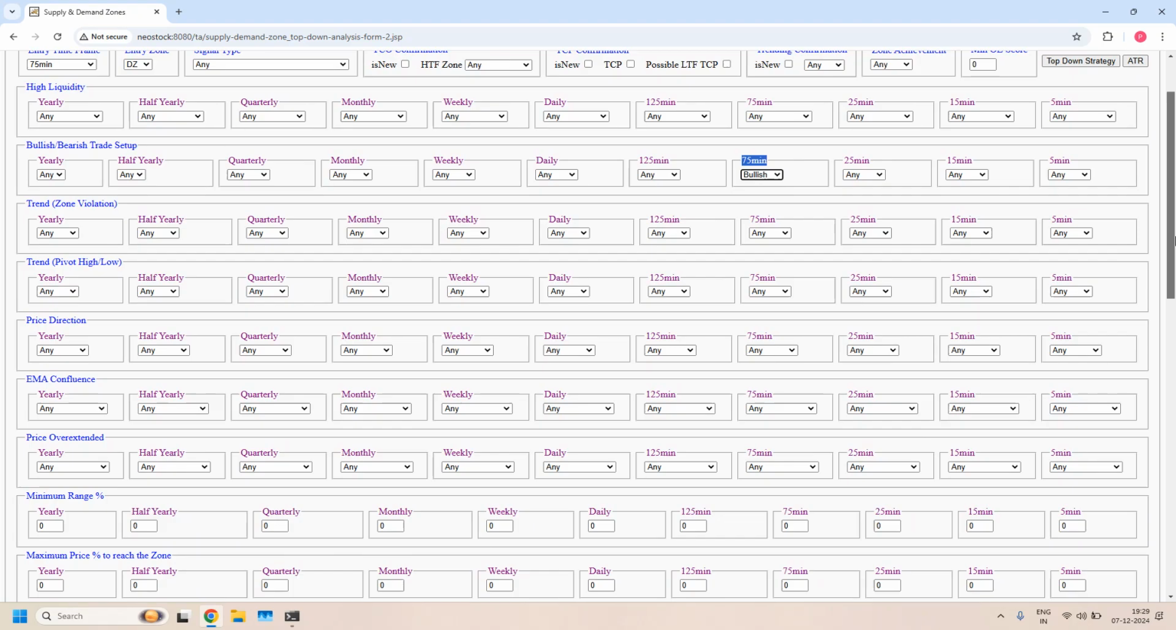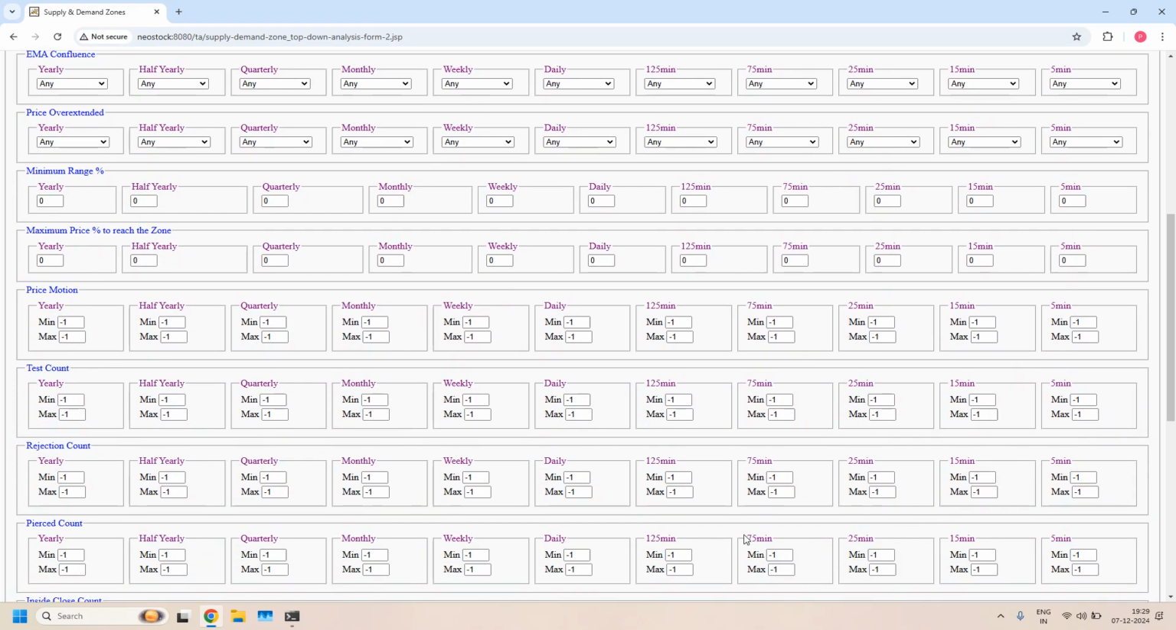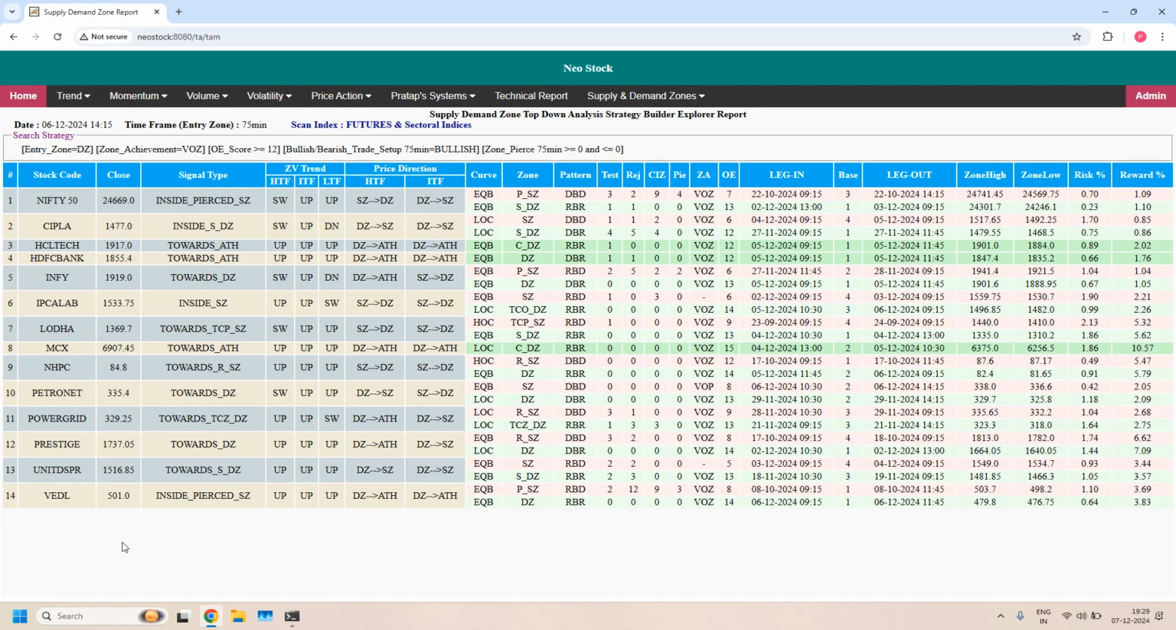And this 75 minutes demand zone should not be pierced. So in the pierced count at 75 minutes time frame, I am selecting minimum value 0, maximum value 0. That means the 75 minutes demand zone is not pierced. Zone achievement, violated opposing zone. Minimum odd enhancer score 12. All 3 filters are applied to the 75 minutes demand zone. Now let's filter the stocks. 14 stocks are filtered. Currently these 14 stocks are supporting bullish trade setup for weekly income trade.